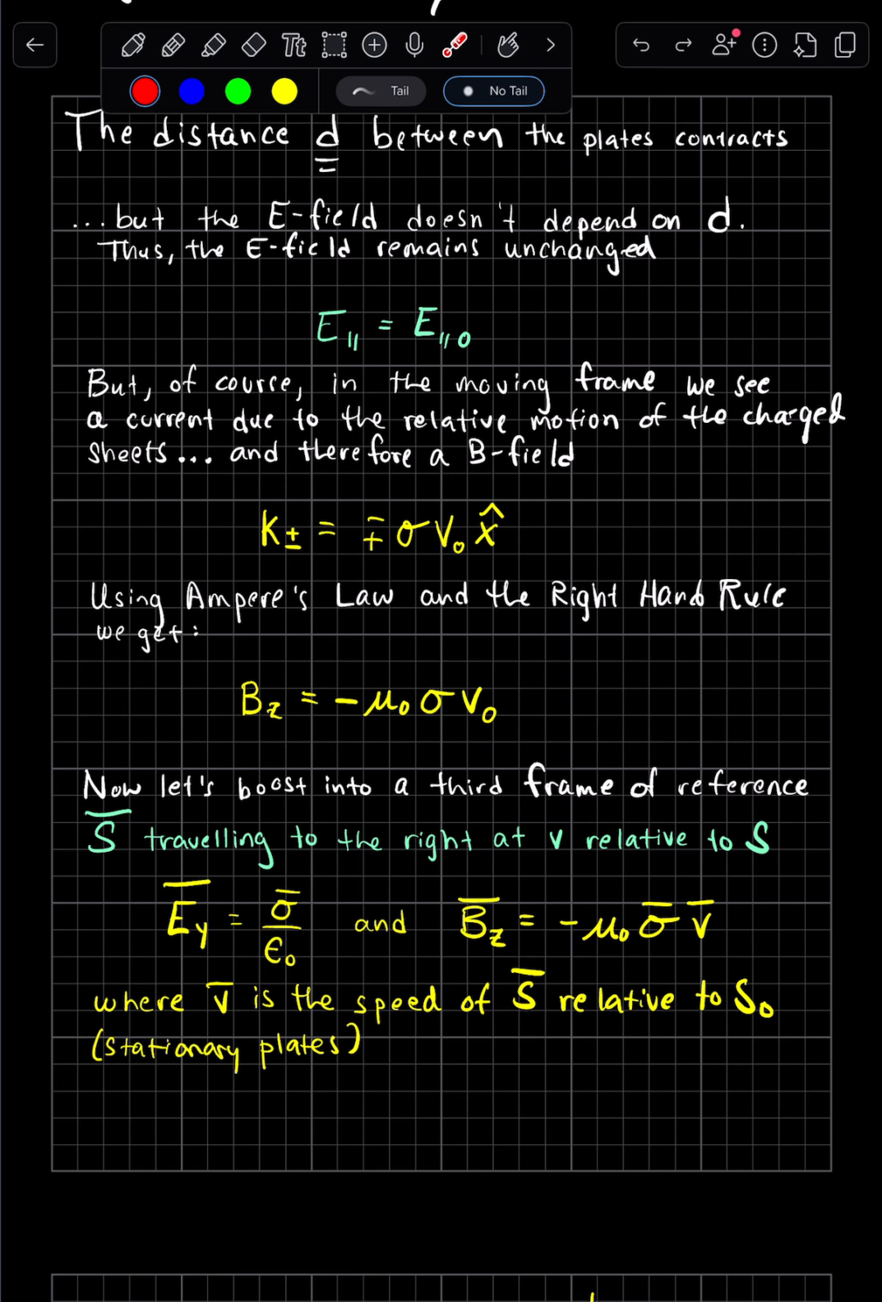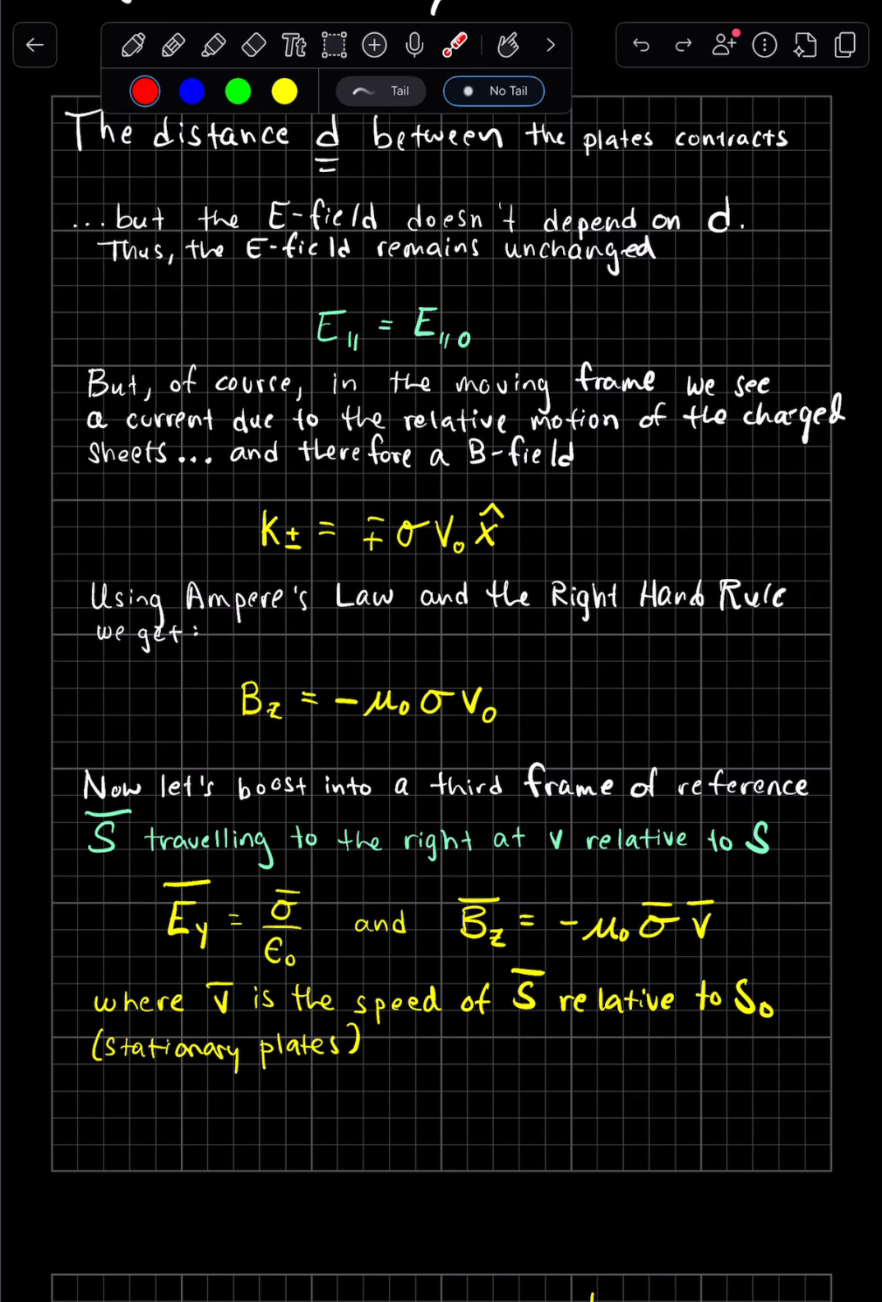That current density is in the x direction, opposite the direction that we are traveling. With this current density, the B field will point in the z direction, and it will end up being negative mu naught sigma v naught. And this is just magnetostatics. Okay.